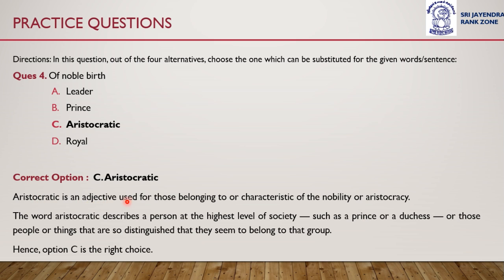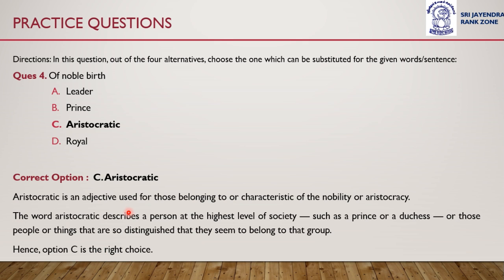Aristocratic is an adjective used for those belonging to or characteristic of the nobility or aristocracy. The word aristocratic describes a person at the highest level of society, such as a prince or a duchess, or those people or things that are so distinguished that they seem to belong to that group. Hence, option C is the right choice.